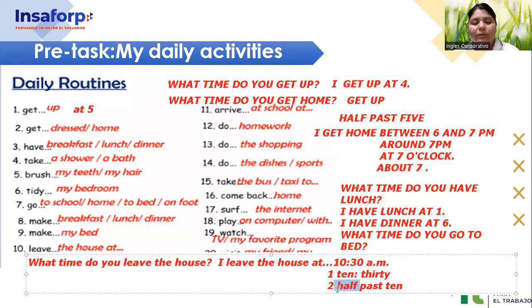Entonces, empiezo con la primera mejor. La primera opción, nosotros ubicamos la hora y luego los minutos. En la segunda opción, nosotros ubicamos primero los minutos y después la palabra past y luego la hora. Entonces ahí sería half past 10, quiere decir media hora pasada las 10. Half past 10, es decir, 10:30. Pero puedes ocupar cualquiera de las dos.